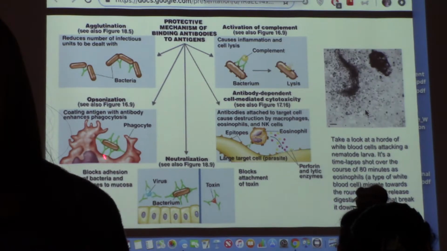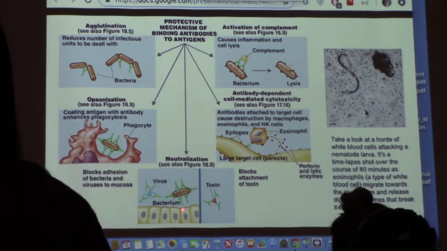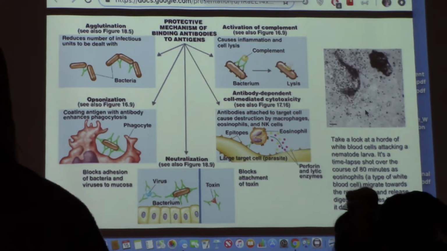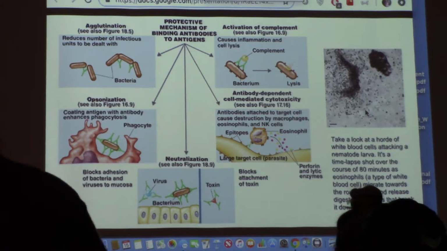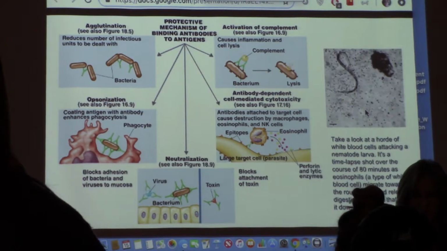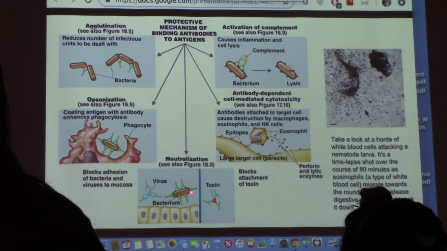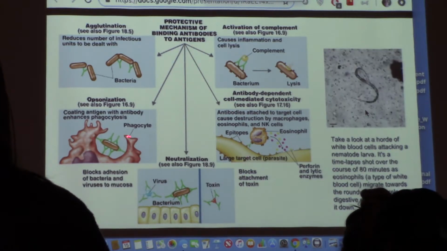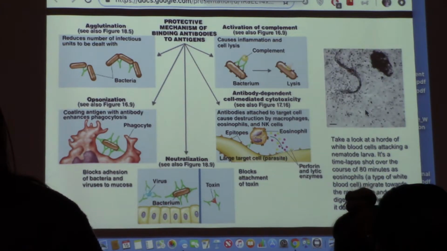But agglutination makes the process more efficient, and by coating them with antibodies, you can prevent them from interacting with the receptors on the cells that they might infect. So it also causes neutralization. So when bacteria or viruses get coated on the surface with antibody, you really can prevent a lot of problems from happening. You can prevent them from being able to attack a target and make them more susceptible to being destroyed.